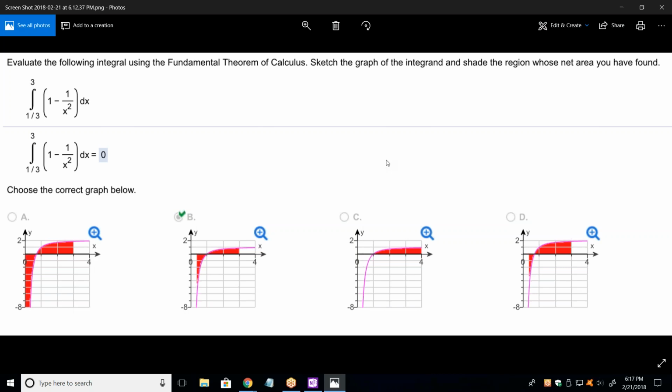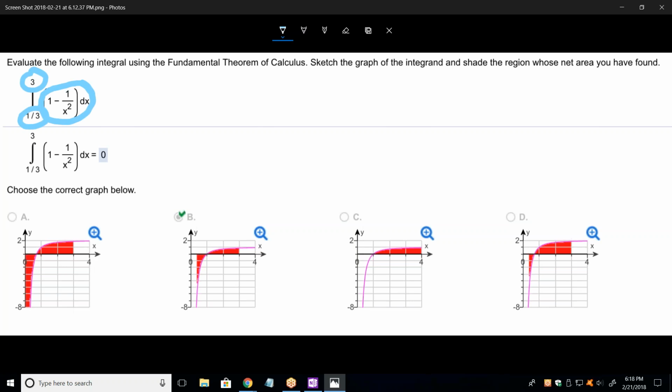Choose the correct graph. Okay, well, we're going to use the second part of the fundamental theorem of calculus. In other words, I'm going to find the antiderivative of that. I'm going to evaluate it at 3, and I'm going to subtract the evaluation at 1/3.